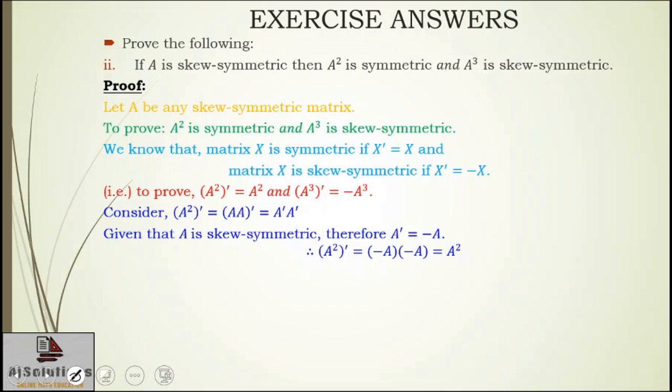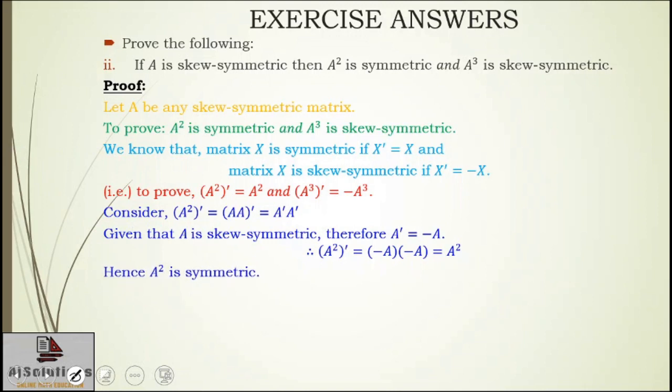Minus of a and minus of a, if you multiply, that will give you a square. Minus of 1 will multiply with minus of 1 to give you plus 1, and a multiplied with a gives you a square. So this is the required RHS. So our first statement is proved. We proved a square is symmetric.